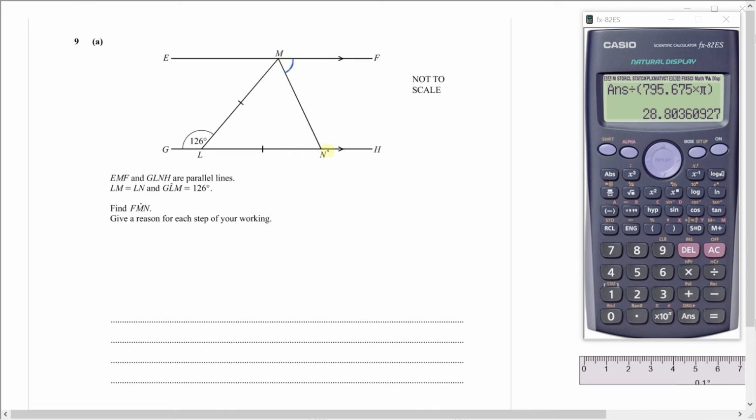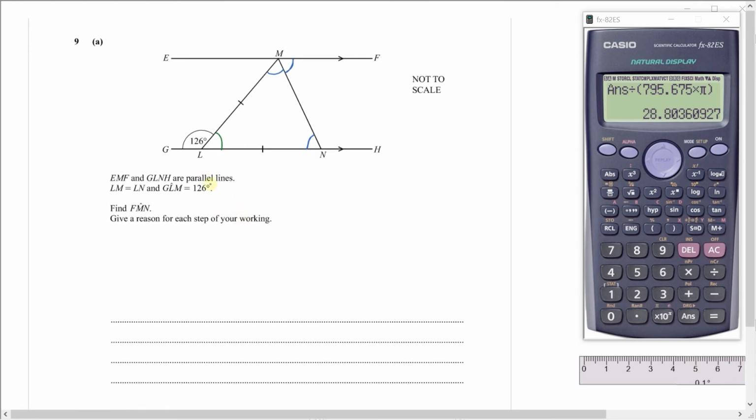So since these two are parallel lines, FMN and MNL will be equal because these two are alternate angles. And then since these two sides are equal, LMN is an isosceles triangle. So this angle and this angle will be equal as well. So we can easily find this angle here because this is a straight line. And once we know this angle, we can easily find the other angles as well. So let's start with finding this green angle here.